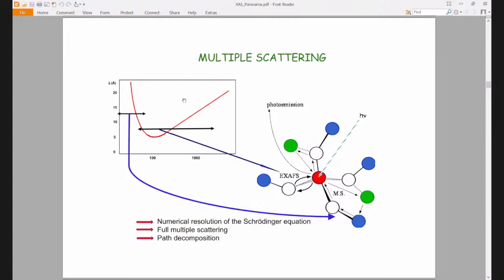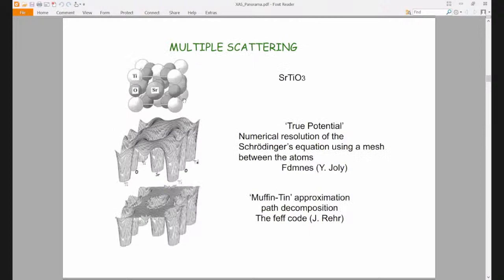In Grenoble, somebody called Yves Joly makes a numerical resolution of the Schrödinger equation in the potential. He starts from the structure and builds the potential by adding up all the potentials from strontium, from titanium, and so on. And now he makes a numerical resolution of the Schrödinger equation by building a mesh in the cluster here, and solving the Schrödinger equation, which is just differential equations.